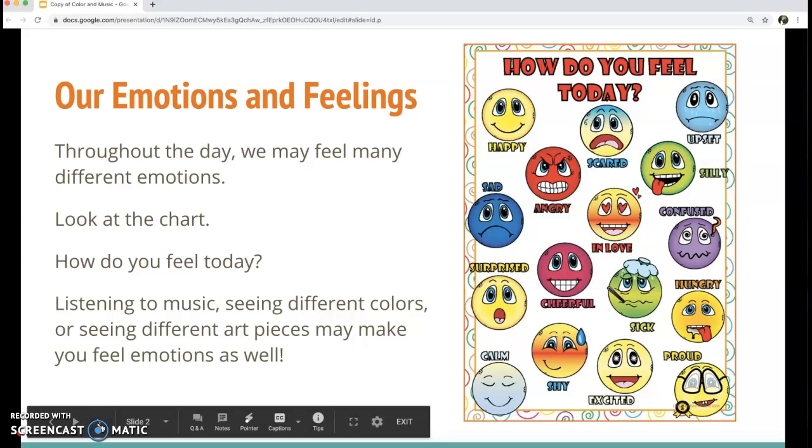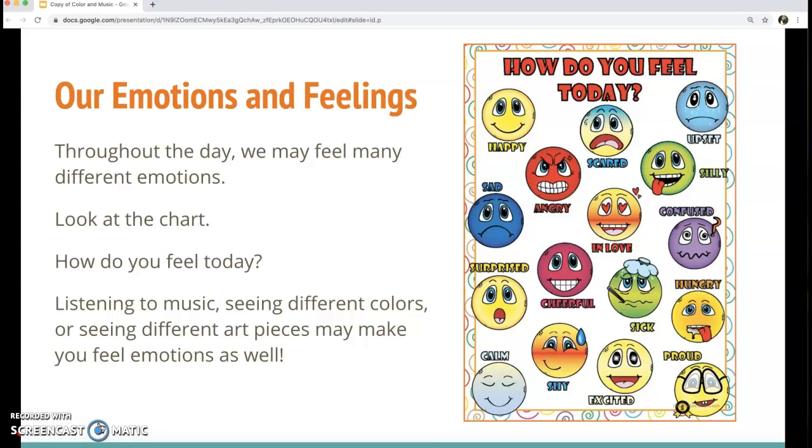Okay, so the first lesson is all about our emotions and feelings, and really just trying to get the students to recognize their emotions and how they're feeling, because sometimes they don't even realize what they're feeling. And so we want to get them to become familiar with some of the different emotions. So you see, how do you feel today on the right-hand side? Happy, scared, angry, surprised, cheerful, sick, proud. So many different emotions that they can even just recognize and name.